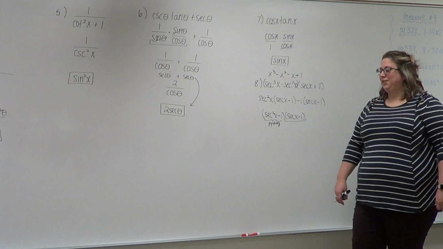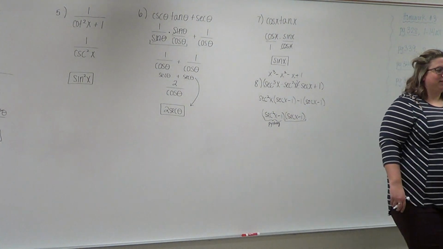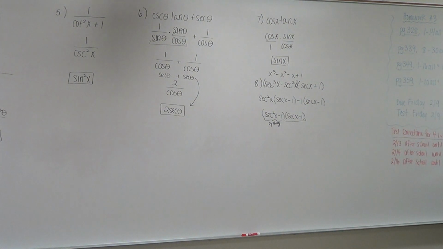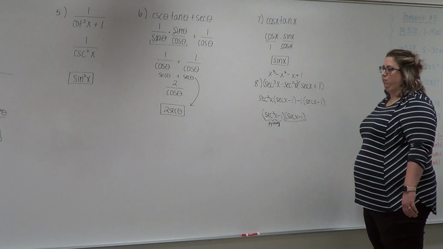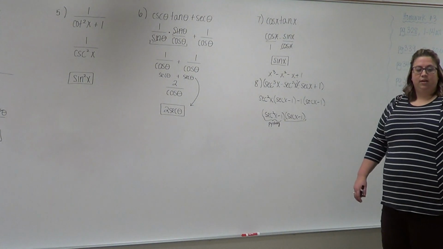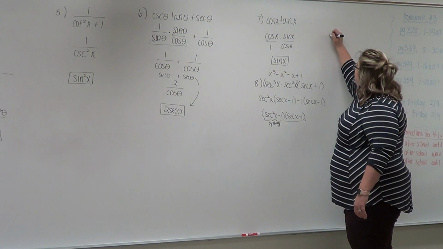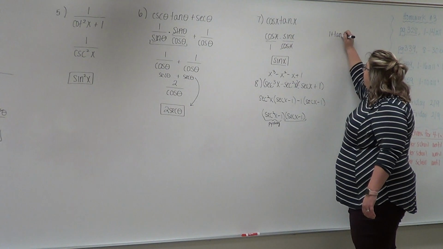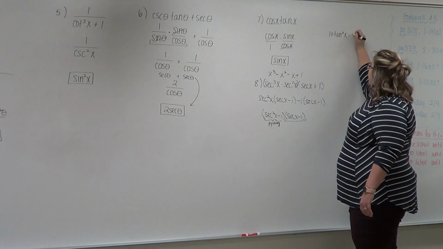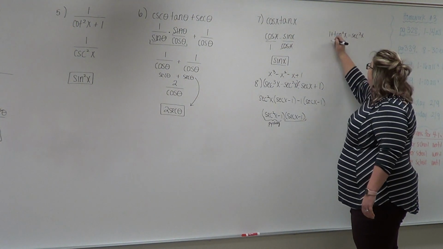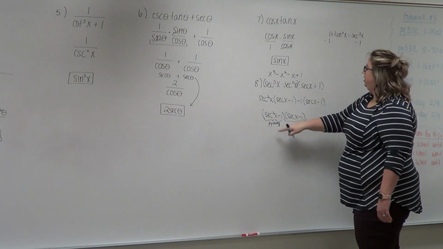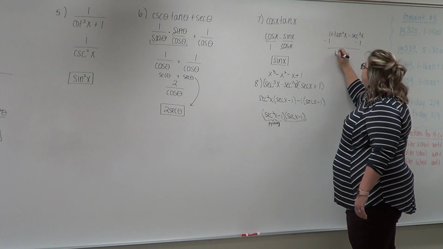I'm done. I'm literally done. Okay, no, you're not. Do you see anything on there that could be secant squared minus 1? What could I replace that 1 with? 1 plus tan squared equals secant squared. Okay, so if 1 plus tangent squared equals secant squared, and then subtract the 1, what could I replace this with? Tangent squared.